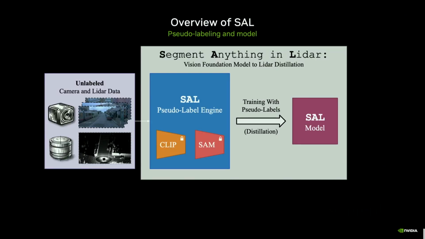So SAL is maybe like 2 concepts, I would say. SAL is a pseudo-label engine, and it's also a model. So at train time, we're going to have unlabeled camera and LiDAR data, which is nicely calibrated. This is going to be passed onto a pseudo-label engine, and this is going to work with 2 foundation models. It's going to work with SAM, which is going to give you the segmentations, and it's going to work with CLIP, which is going to give you the semantics. Now, again, these foundation models don't work in 3D, right? There's some 3D CLIPs and so on, but these are 2D vision foundation models. And the question is, how do I distill this information and create pseudo-labels so that then I can train a SAL model?